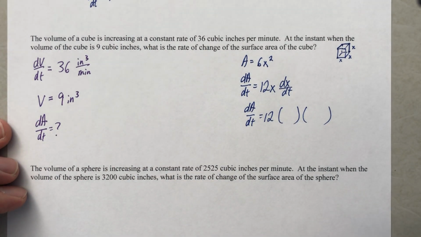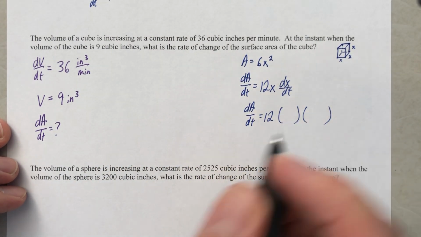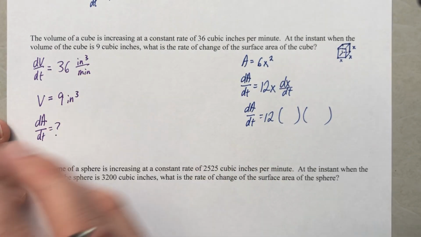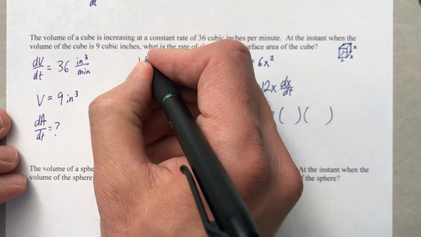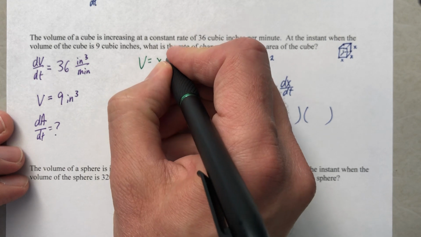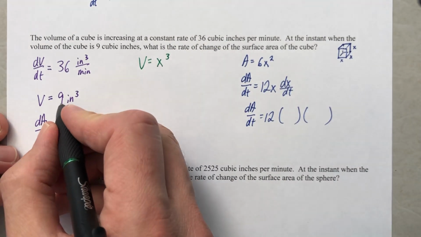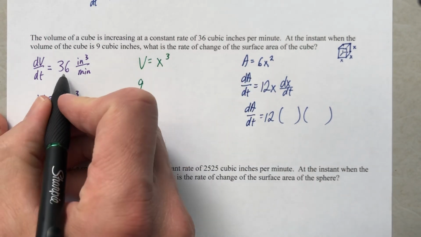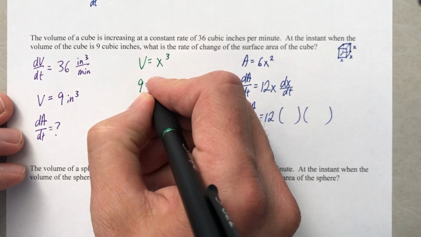You may not be able to hear it, I'm not sure, but all right, we are going to find the x and the dx/dt, and we know some stuff about volume, so let's find that. Let's just start writing down things about volume. The volume of a cube is x cubed, okay? So let's move forward with that. Oh, the volume is 9. Why don't we start here? No big deal. X cubed.